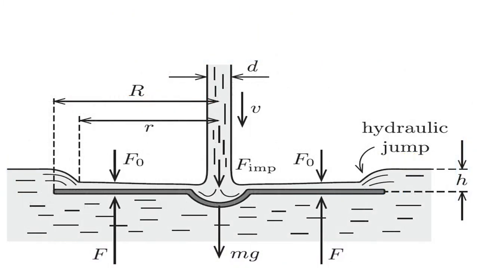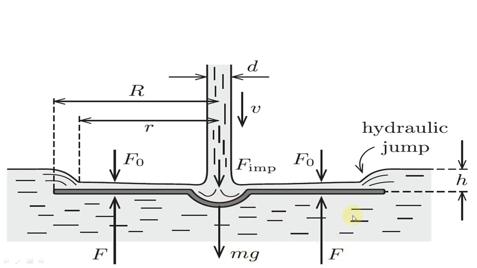Here you can see a diagram that I have made. Here is the layer of water, which is flowing radially outwards on the top of the disk. It is a very thin layer, and here the atmospheric pressure F naught is acting. The location of the hydraulic jump is shown by the small r, and the radius of the disk is shown by capital R. The d is the diameter of the jet, the diameter of the flow. V is the velocity of the flow. The impulsive force acting on it is shown by F imp, the height of the hydraulic jump is shown by h, and the weight mg is shown at the center of mass of the disk.